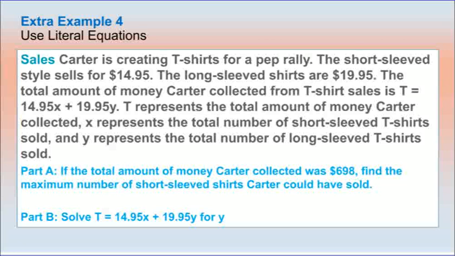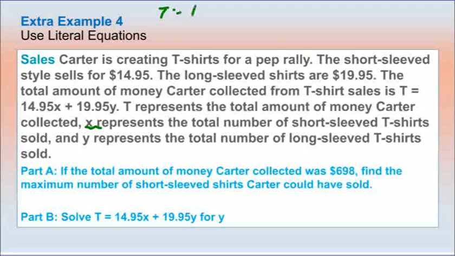If the total amount of money Carter collected was $698, find the maximum number of short sleeve shirts Carter could have sold. So we're going to solve for short sleeve, and short sleeve was letter X. We're going to solve the formula for X. So we're going to take our formula and solve for X.